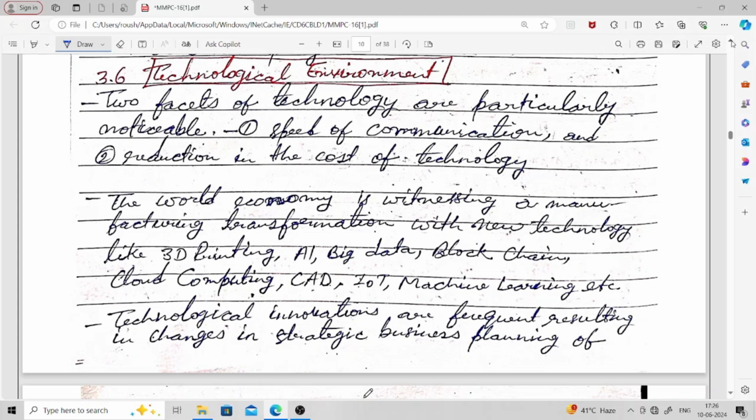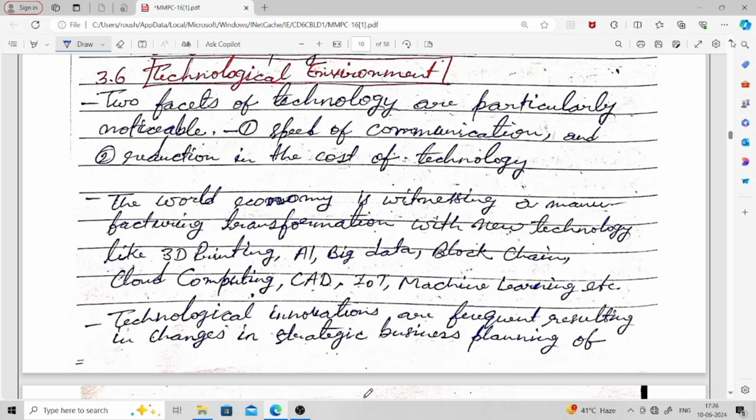Speed of communication means that due to technology improvement, the communication speed has improved. And the second, reduction in the cost of technology: as time passes, due to improved technologies, the cost of using the technology goes down. So these are the two facets of technology which are quite noticeable.